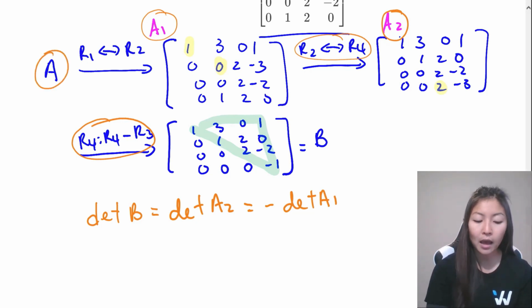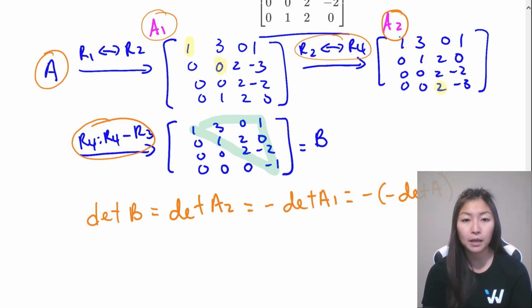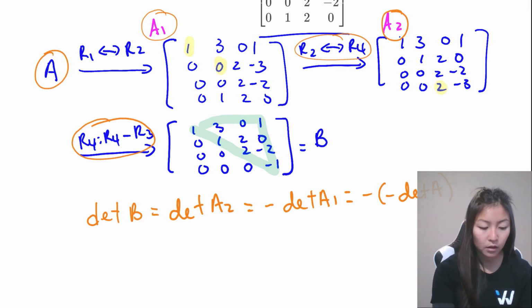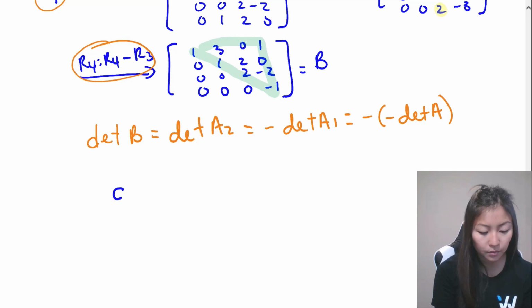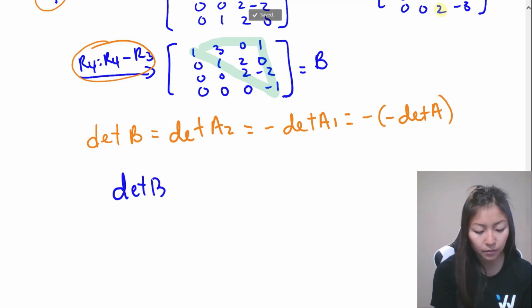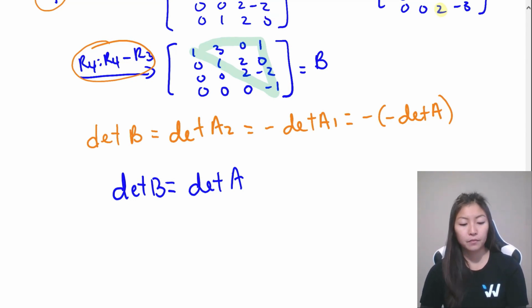And how is that related to A? Well, that's another row swap. So I have negative of negative determinant of A. Okay, because a row swap makes it negative. So simplifying this chain of determinants, I know that the determinant of B equals the positive determinant of A.